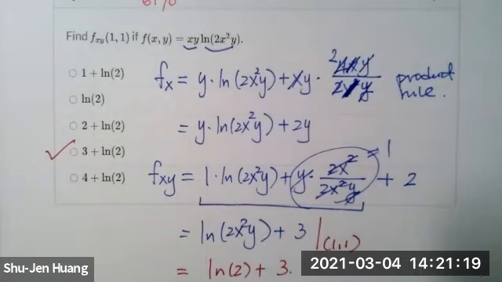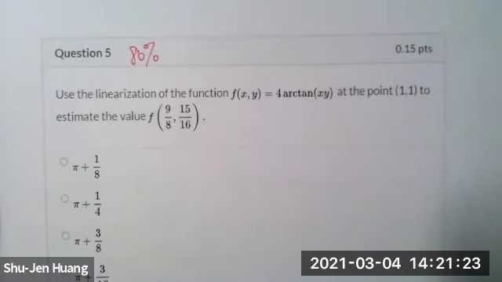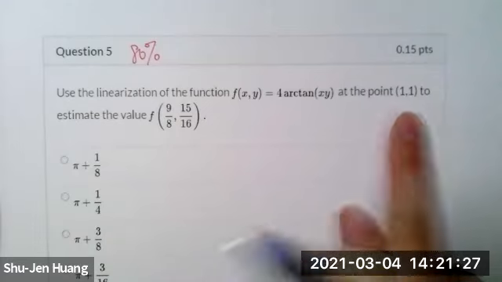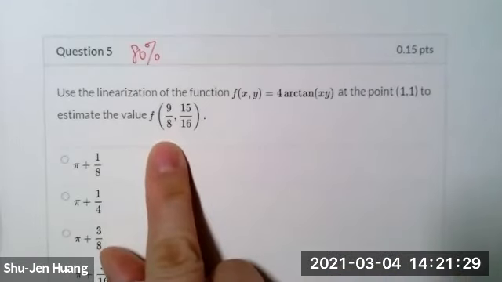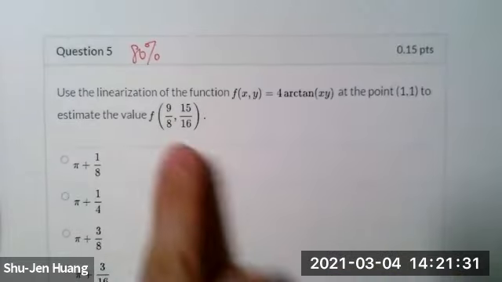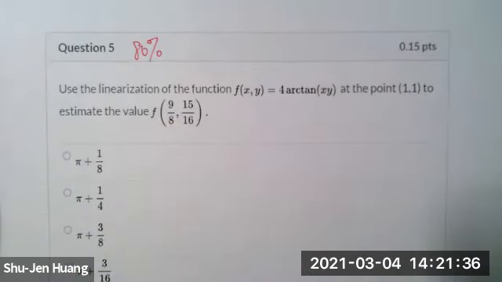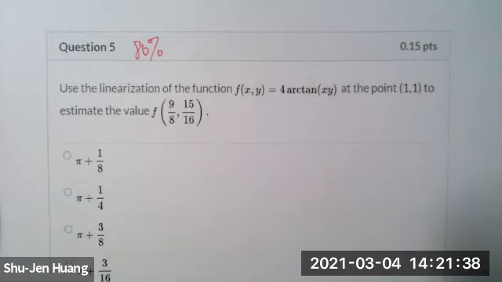All right, now let's move on to question number 5. We want to use the linearization of the given function at the point 1, 1 to estimate this function value. Even though the function looks kind of ugly, as you can see on the test, we cannot use a calculator, so we'll try to make the numbers reasonable for you for calculation.